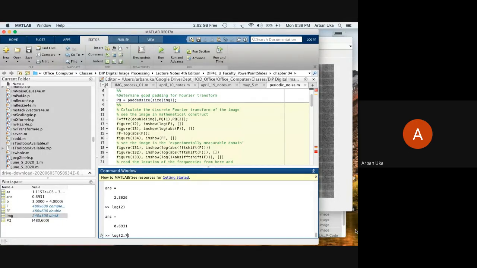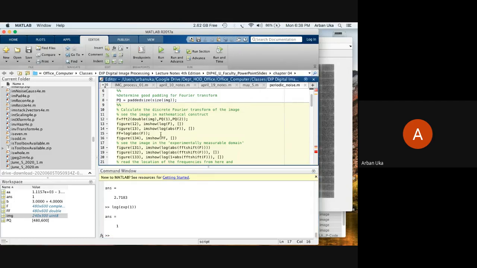Okay, 2.71, so this is close to 1. So this is e, the exponential to the power 1. This means that the logarithm of the exponential of 1 is equal to 1. That means this log is base 2.71, it is not by default log base 10. That's good. So that's why that number is around 9.